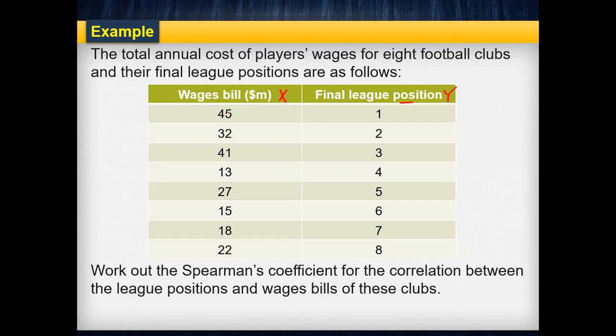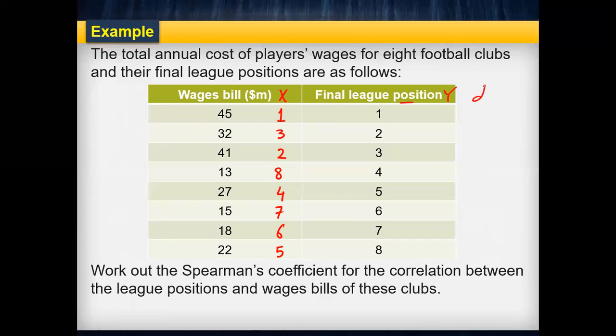So suppose the high wage is ranked best. Okay, I will put here 1. Then second highest is 41, so I will rank it 2. Third highest is 32, so I will rank it 3. Then this one 4, and then this one 5, 6, 7, and this one 8. Okay, so this is the way you rank the variables.